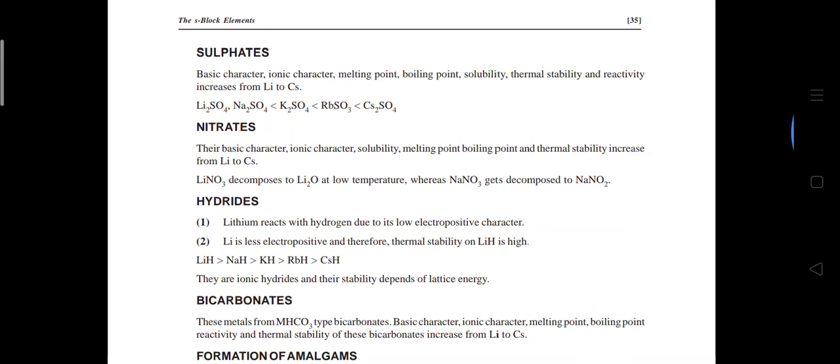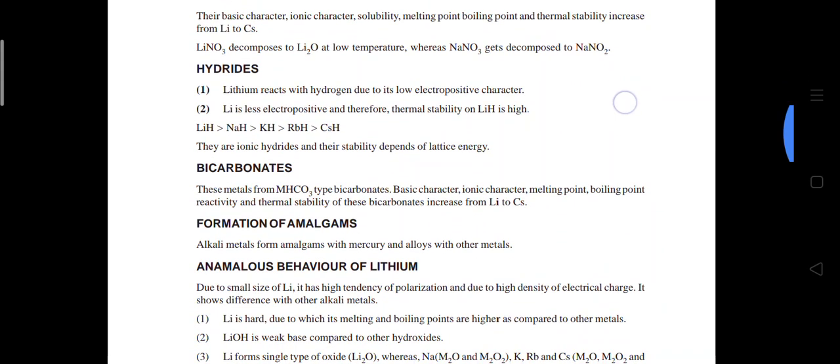Sulfates: basic character, ionic character, melting point, boiling point, solubility, thermal stability, and reactivity increase from lithium to cesium. Nitrates: their basic character, ionic character, solubility, melting point, and thermal stability increase from lithium to cesium. Lithium nitrate decomposes to lithium oxide at low temperature, whereas sodium nitrate decomposes to sodium nitrite.